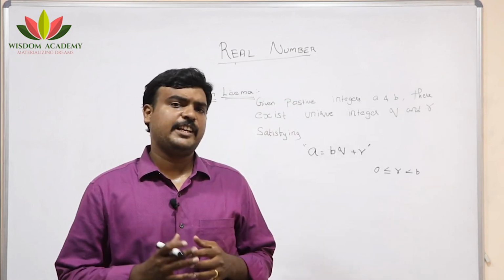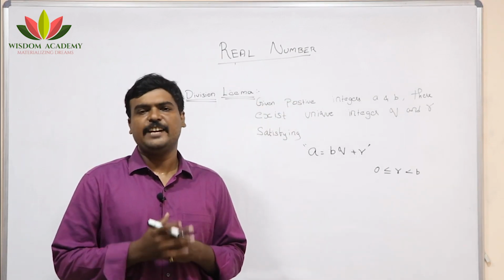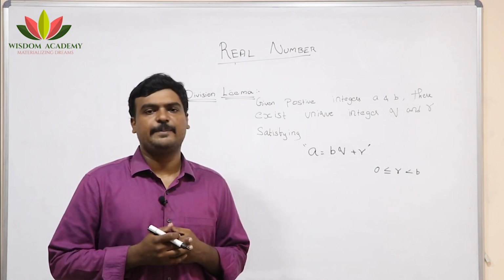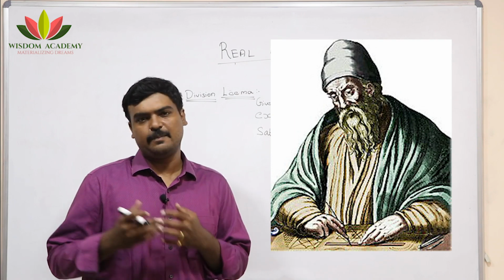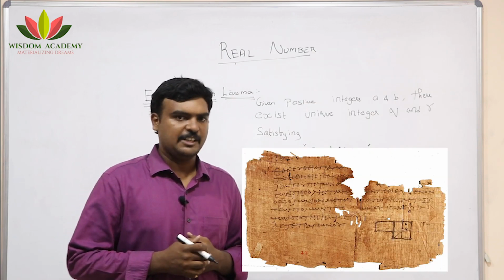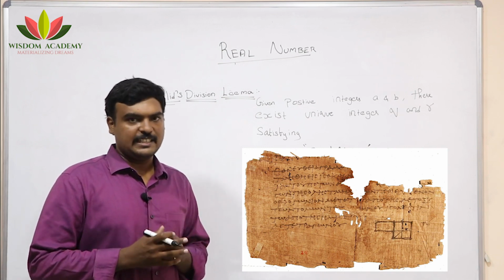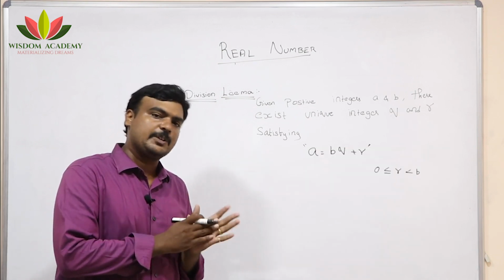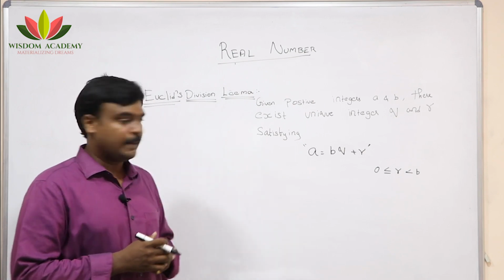Now we are going to see about Euclid's division lemma. First of all, who is Euclid? Euclid is a 3rd century BC mathematician who gave a book called Elements. From that book, we have several proofs and laws in mathematics. Then what is a lemma? Lemma means something unnoticed. Something in mathematics which is unnoticed, we will call it a lemma. We know about theorem, right? Similarly, it is lemma.